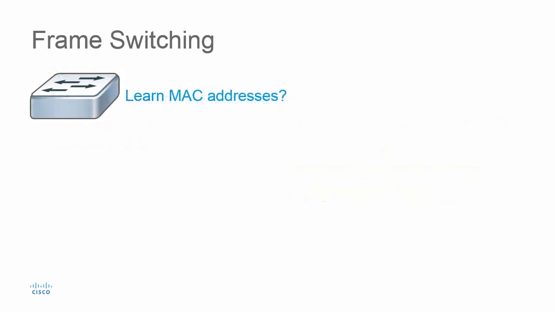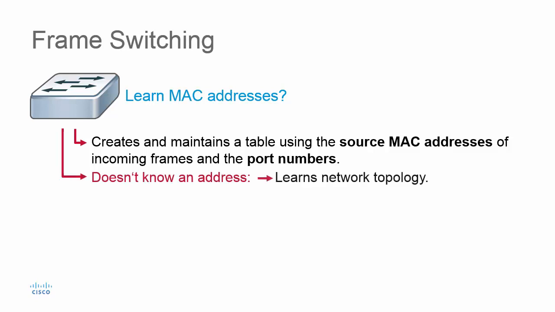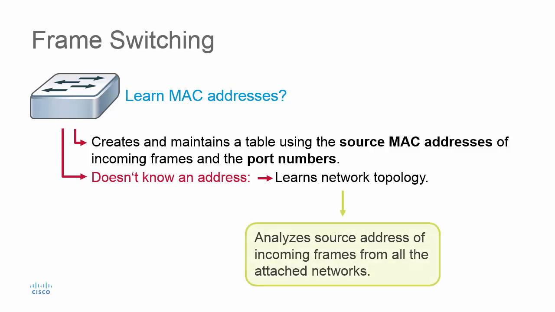But how can the switch learn the MAC addresses, meaning which MAC address is attached to which port? The switch creates and maintains a table using the source MAC addresses of incoming frames and the port numbers through which the frames entered the switch. When a switch doesn't know an address, it learns the network topology, and it does this by analyzing the source address of incoming frames from all attached networks.